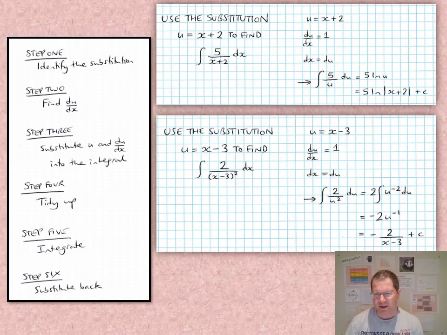and if we want to, we can put the 2 out the front. So we've tidied up, or at least written it in a form we can integrate. Then we do our integration, which requires us to add 1 to the index and divide by that new index. So minus 2 becomes minus 1, and we divide by minus 1. Hence we get minus 2u to the minus 1. And then finally we substitute back. So essentially we've got minus 2 over u, which becomes minus 2 over x minus 3, plus c.